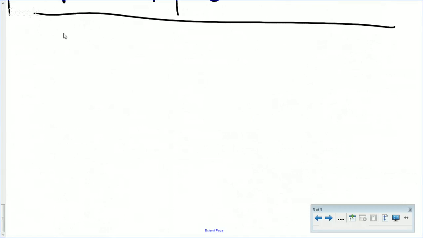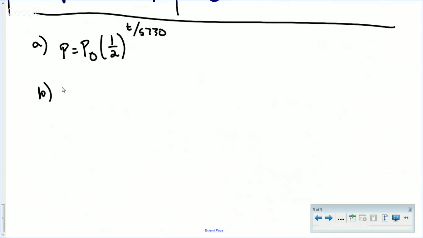Okay, so my equation, part A, would be P equals P0. So your ending amount equals your start amount times a half raised to the time over 5,730 years. Okay, that should be known. I've written that on the board a couple times. You just got to plug in these two numbers. So part B says, how long does it take to go from 100, so P0 is 100, down to 40 grams?